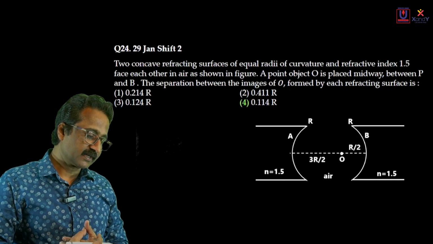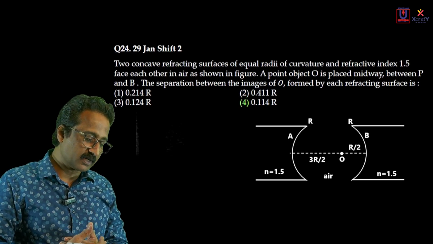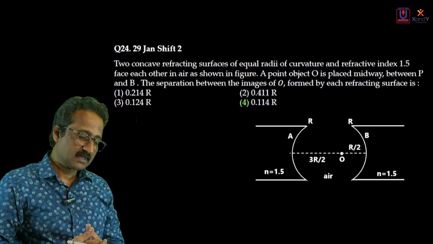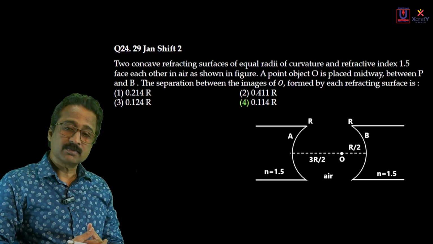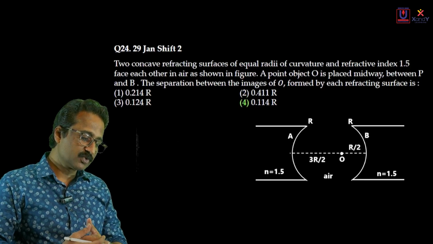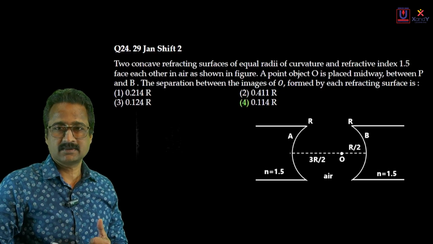Here is the last question. Two concave refracting surfaces of equal radius of curvature and refractive index 1.5 face each other in air as shown in the figure. A point object O is placed midway between P and B. The separation between the images of O formed by each refracting surface is?